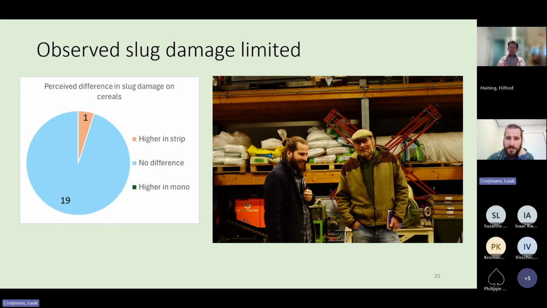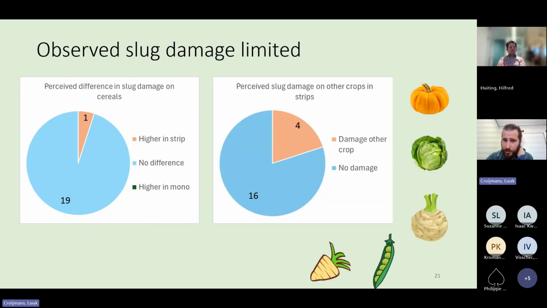What we also asked them is if they found damage on other crops in their strip cropping, and there we did hear from a couple of the farmers that they saw damage on, well, for example, pumpkin, cabbage, beans, sugar beets. So there is a bit of a risk with strip cropping and slugs.